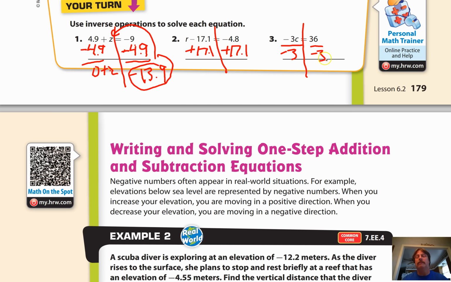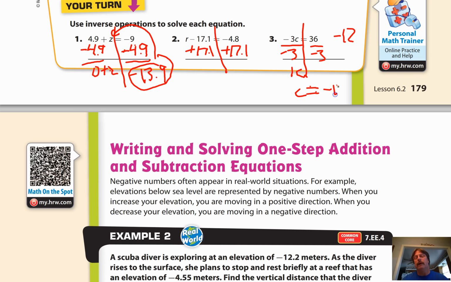36 divided by 3 is going to be 12, so the answer is negative 12. Negative 3 divided by negative 3 equals 1, so that becomes 1c. So c is going to equal negative 12.